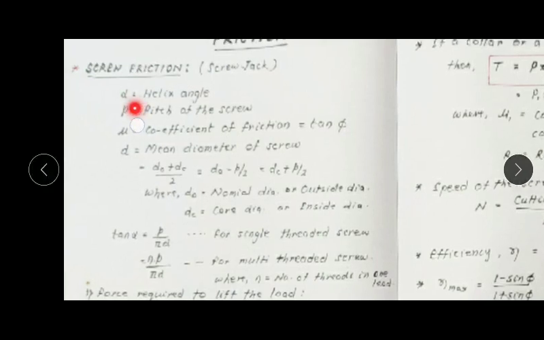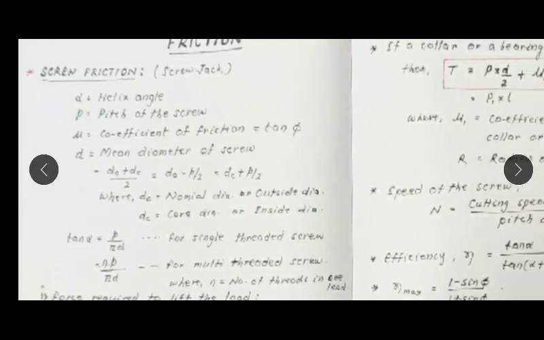Alpha equal to helix angle, P equal to pitch of the screw, mu equal to coefficient of friction which is equal to tan phi, D equal to mean diameter of the screw which is equal to (DO plus DC) by 2, equal to DO minus P by 2, equal to DC plus P by 2, where DO equal to nominal diameter or outside diameter, also known as major diameter. DC equal to core diameter or inside diameter or minor diameter.